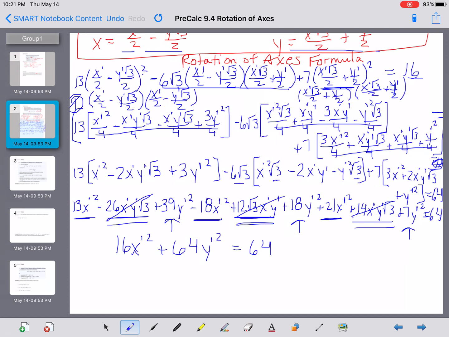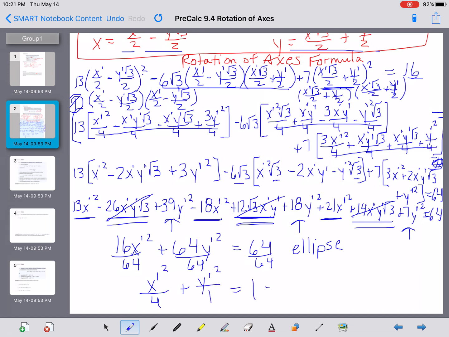So let's get it in the standard form of an ellipse, which means I need it to equal 1, so I'm going to divide by 64. And remember, we'll simplify that fraction, so I'm going to get x prime squared over 4 plus y prime squared over 1 equals 1. And that definitely fits the equation of an ellipse.